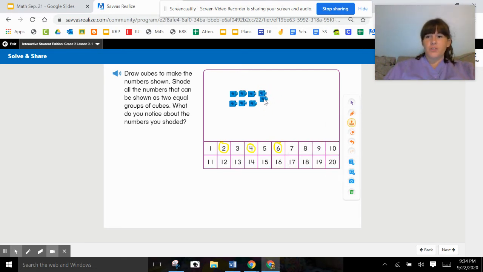As you start to notice, every time that you add a block to the top one, it makes the groups not even anymore, so it is an odd number. And then whenever you add it to the bottom group, it evens the two groups back up, making it an even number. So it just switches back and forth. Miss Acton's not going to finish doing all of those because you're going to notice that it's just every other number. It goes back and forth from odd to even, odd to even, odd to even.